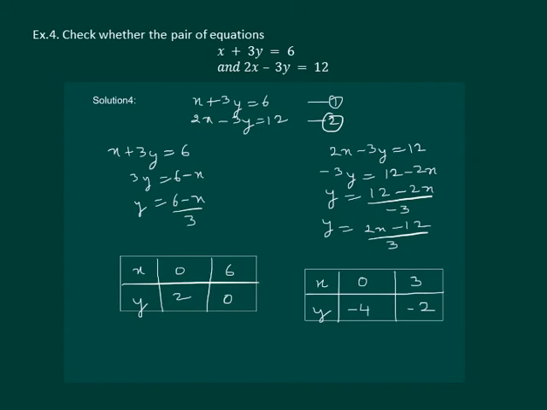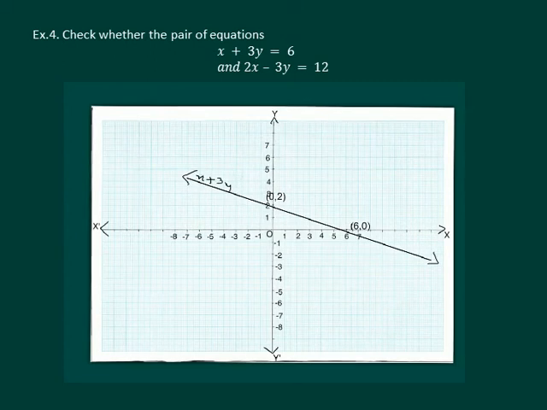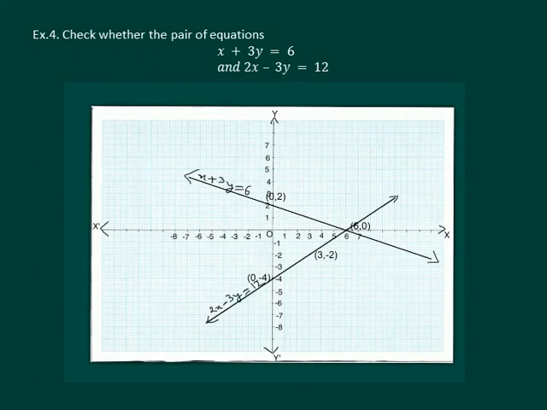Now let us draw the graph. We plot the points for the first equation, that is (0, 2) and (6, 0), and join them. This gives us the line x plus 3y equal to 6. Similarly, let us plot the points for the second equation. We plot the points and join them.